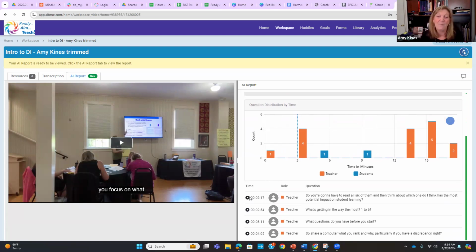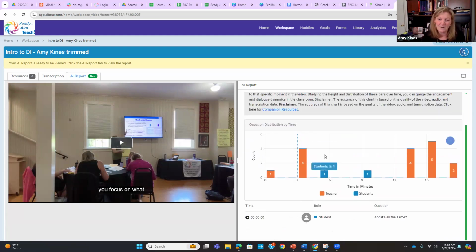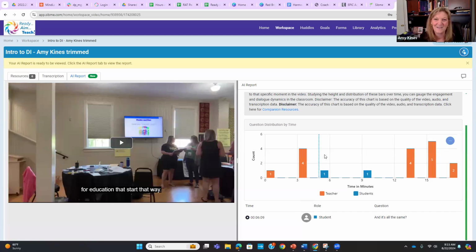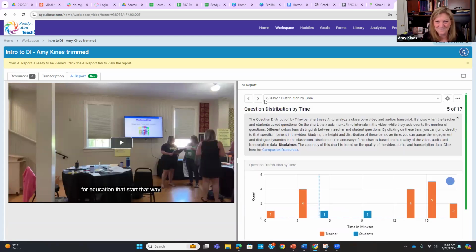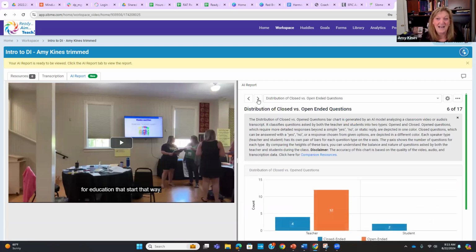So I can go and work with the coach and we can actually look at where in the lesson that is. And let's take a look at what was happening in that lesson. Whether it was the teacher asking questions or the student asking the question, we can go back and we can analyze that together. Again, we can look at closed questions or open-ended questions.